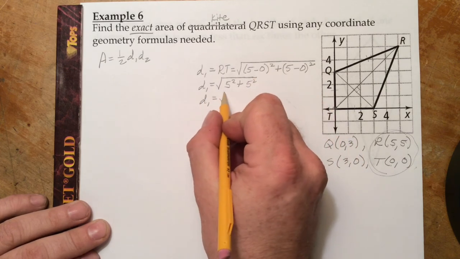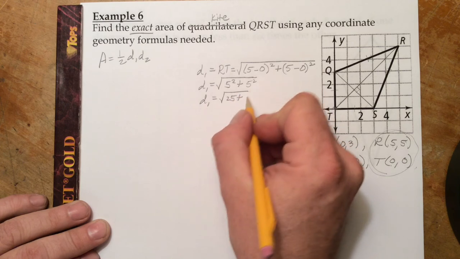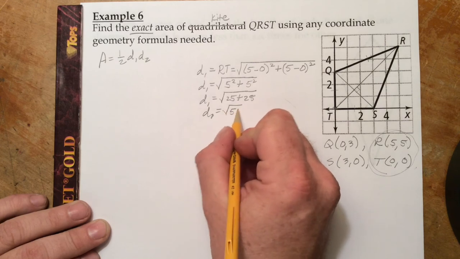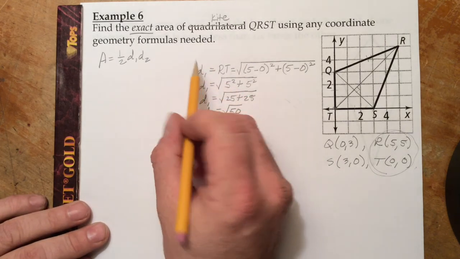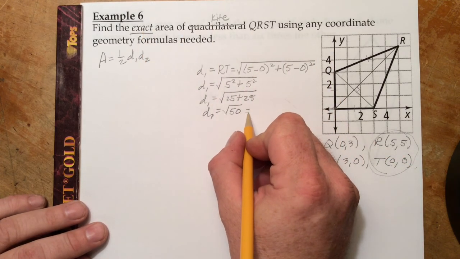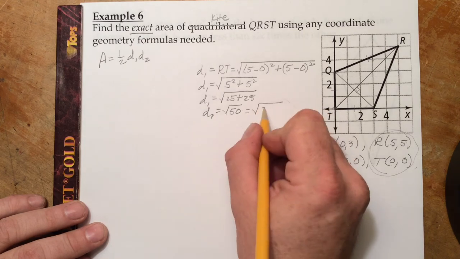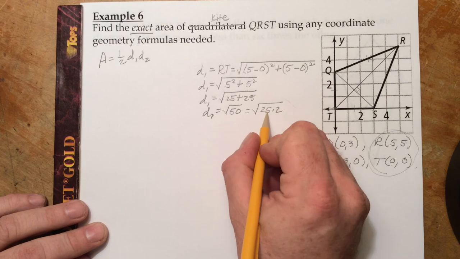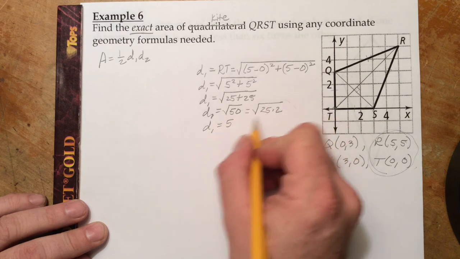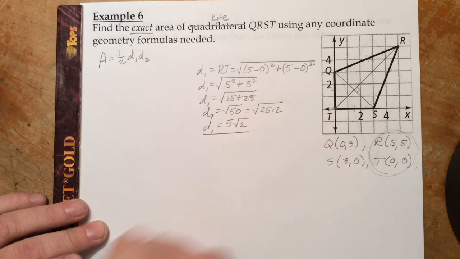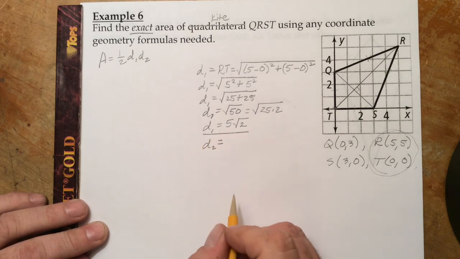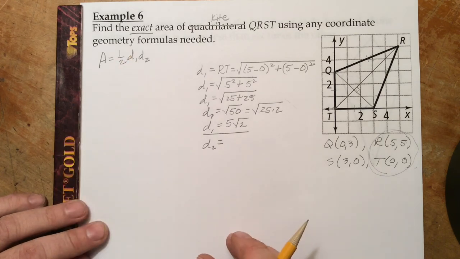So D1 is the square root of 5 squared, which is 25, plus 5 squared, which is 25. This gives us the square root of 50. Now we simplify that. We don't approximate because we need exact. The perfect square factor of 50 is 25, so we have 25 times 2. The square root of 25 is 5, so it comes out. So D1 is 5 times the square root of 2. The 2 is still underneath. So there's D1. Now find D2, and before you go on to the area formula, go ahead and stop.